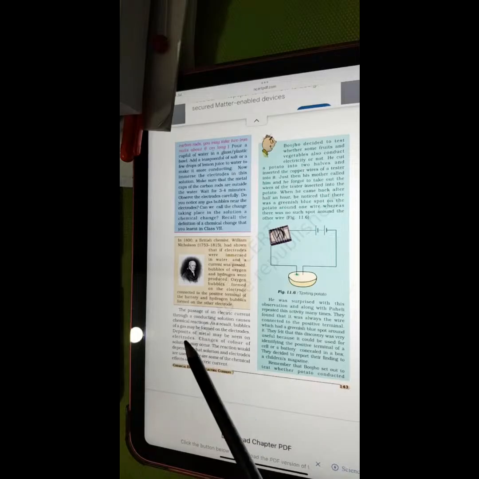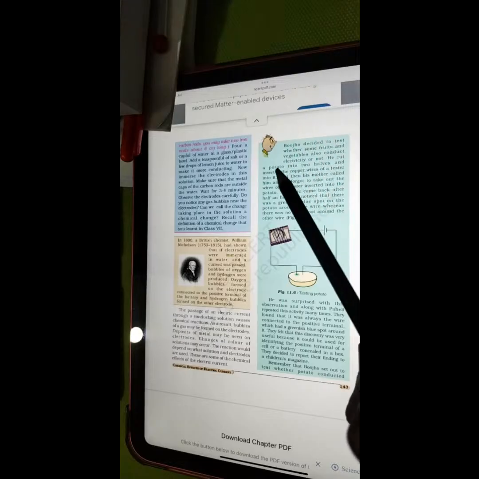As a result, bubbles of a gas may be formed on the electrodes. Deposits of metals may be seen on electrodes. Changes of color of solutions may occur. The reaction would depend on what solution and electrodes are used. These are some of the chemical effects of the electric current.